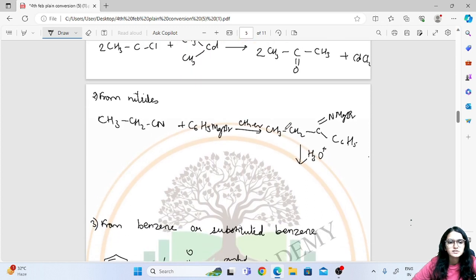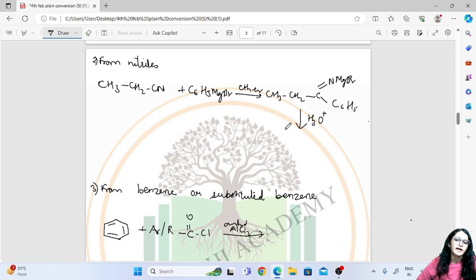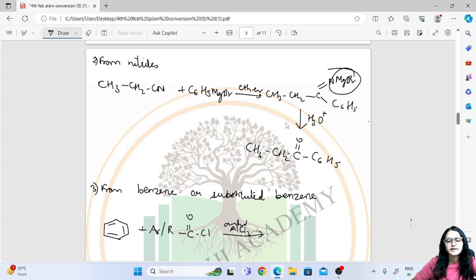Okay. Now next, the preparation is from nitriles. Nitriles when combined with Grignard reagent, using an aromatic compound in presence of ether, give us an intermediate, and then that intermediate when treated with hydronium ion, that is hydrolysis, we get the particular ketone, that is CH3CH2COC6H5. So this whole group is getting eliminated, and in place of it an oxygen atom will be present, along with this aromatic group. So this particular ketone we are getting here.